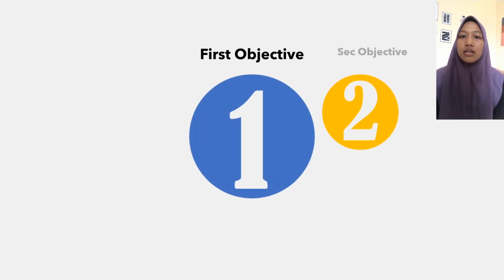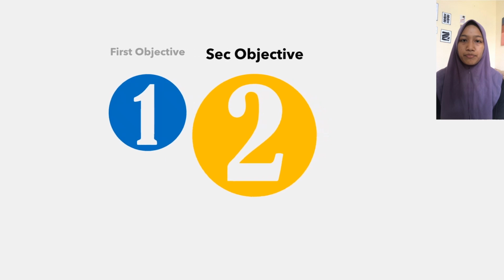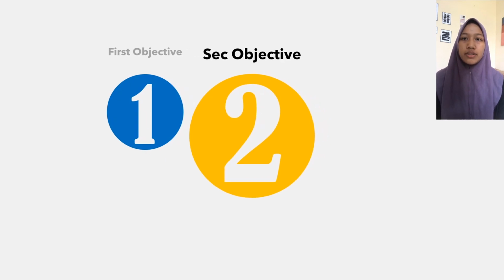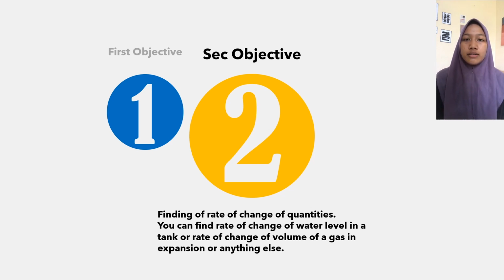Then the objective of differentiation is to find the equation of tangents and normal to any curve at any point. The second objective is finding the rate of change of quantities. The above one is a rate of velocity. You can find the rate of change of water level in a tank or rate of change of volume of a gas in an expansion or anything. So that is the definition and objective of differentiation that we must know if we want to apply the application of differentiation.